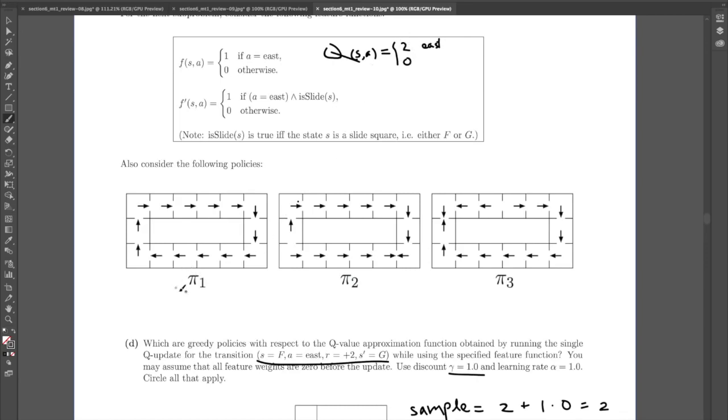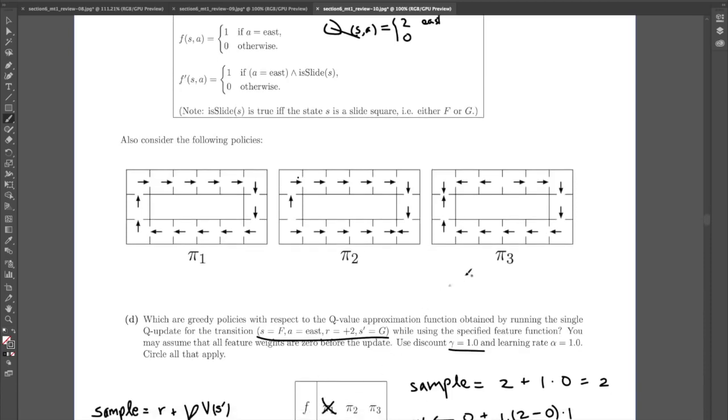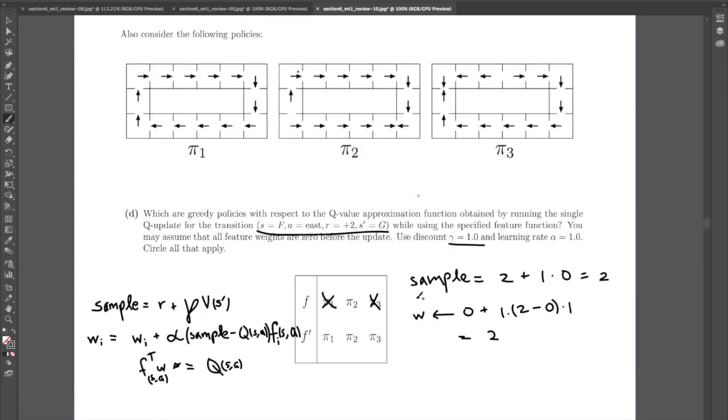So, let's look at pi 1. Well, we can see that, sometimes it does go west even when it could have gone east. So pi 1 is ruled out. Let's maybe cross that out over here. Pi 3 is also ruled out for the same reason. In both of these, the bottom row consists entirely of west, even though you could go east. Pi 2 does pass the test. So pi 2, there is only one place where you go west, which is here. And in this case, you could not have gone east. So west was the only option. So pi 2 is in fact a greedy policy with respect to the first function f.